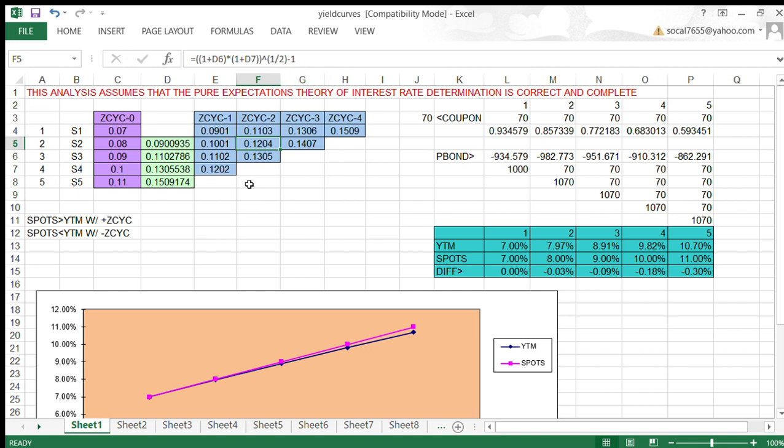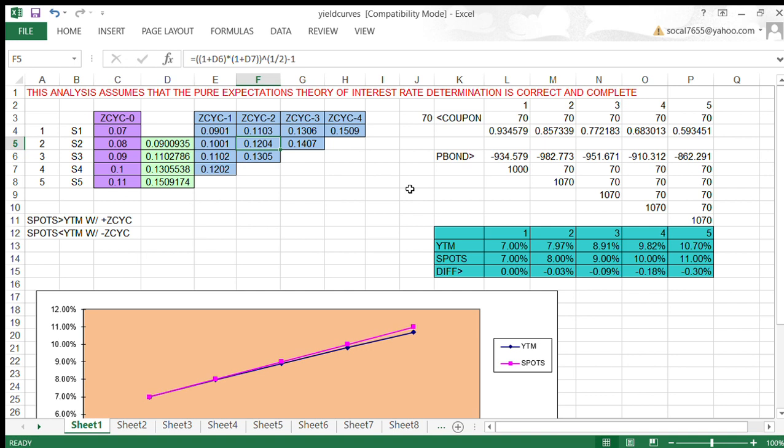So here is the part of this spreadsheet that allows us to quickly both calculate forward rates based upon the zero coupon yield curve in existence at date 0, and then to use those forward rates to estimate future zero coupon yield curves.